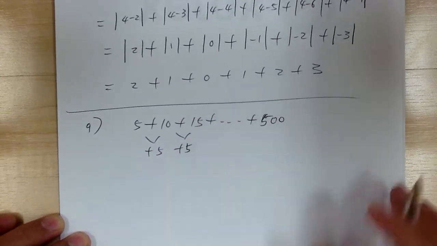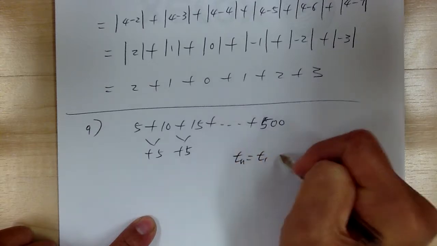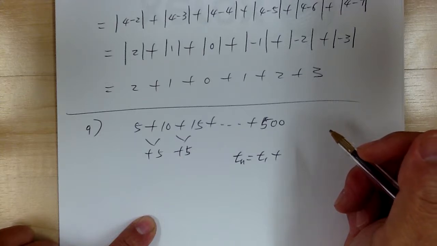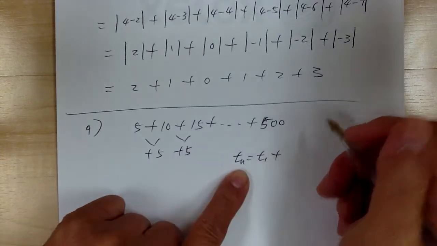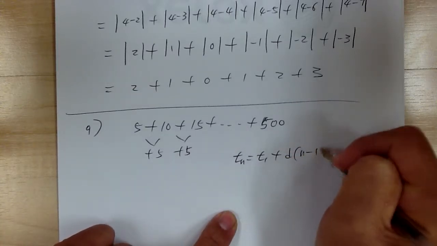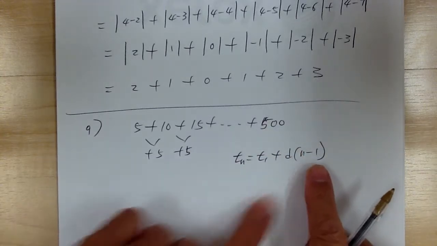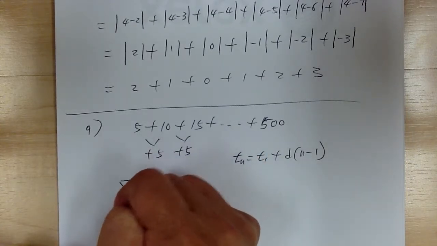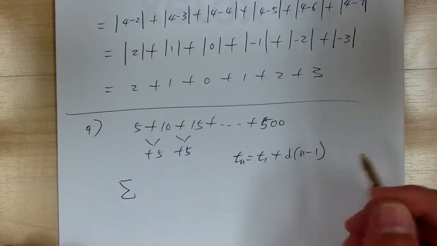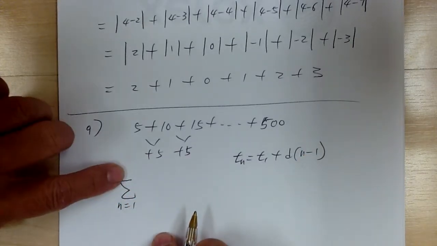So your arithmetic formula would be t of n equal to t1 plus d times n minus 1. So you can just substitute some of the numbers in here to figure out what the final n is. So your sigma notation, your formula is going to be this over here, but you have to substitute to find the d, the n. You have to figure out what n is. So n equal to 1, but you need to figure out what's the last one.